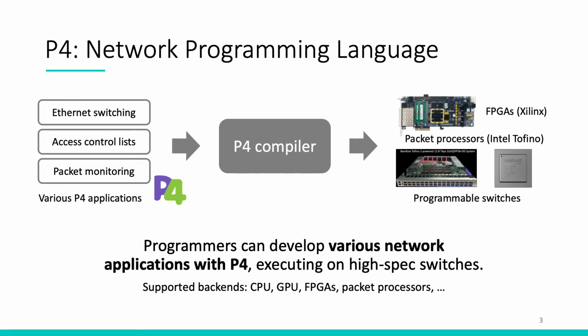Network functions can be programmed with a domain-specific language, P4. Programmers can develop various network applications with P4, and the P4 programs will be executed on high-spec switches. The currently developed P4 compiler supports backends like CPU, GPU, FPGAs, and specialized packet processors. Before I introduce the limitations of the existing P4 compiler, I'm going to show how to program with P4 with a step-by-step example.